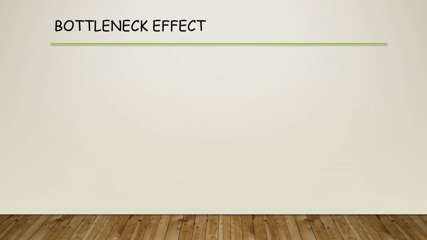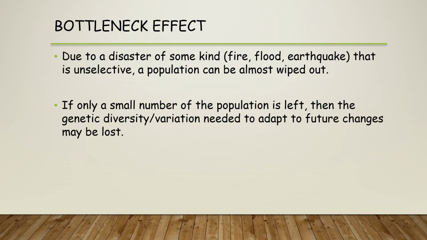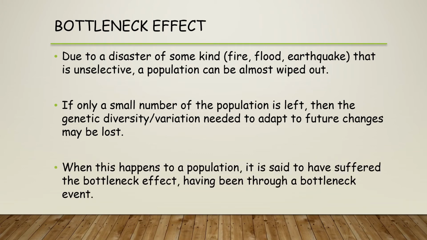The next threat to biodiversity is known as the bottleneck effect. Now that could be due to some kind of disaster, so fire, flood, earthquake, so a natural disaster, or some of those can be man-made. But it's unselective, and a population can be almost wiped out. So if a small number of that population is left, then the genetic diversity or variation needed to adapt to future changes may be lost. That is then referred to as having suffered a bottleneck effect or been through a bottleneck event.